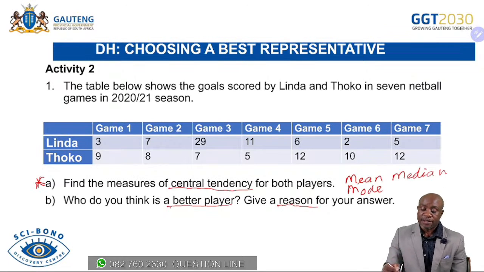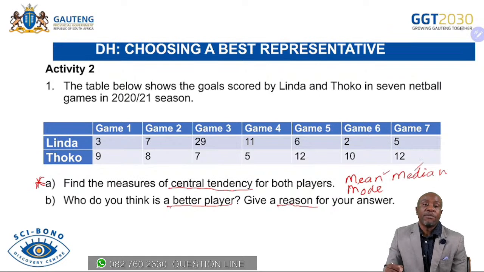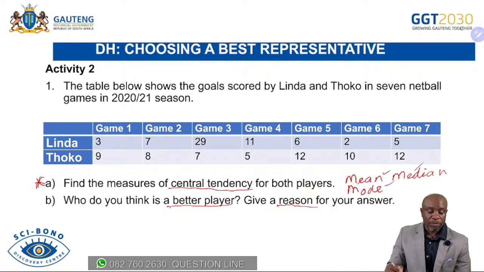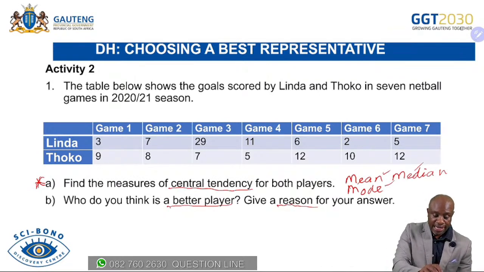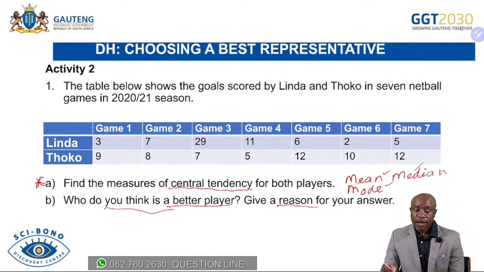Why are we saying that? Using the measures of central tendency. I'll give you 5 minutes. So in 5 minutes' time, we'll be back, doing question A and B. I'll check your answers in question A, and then we'll discuss how we answer question B on who is a better player.